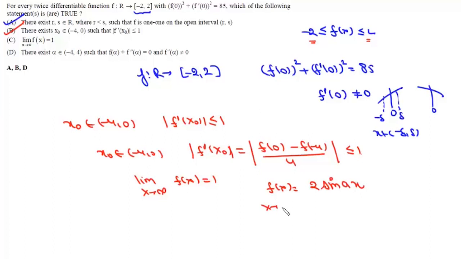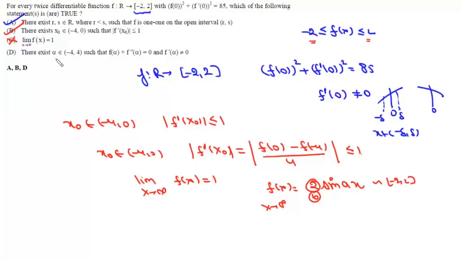And if we take x tends to infinity, it will be an oscillating value from -2 to +2. And here we can also change this amplitude. We can take any value between 0 and 2. So this option C is not always correct.